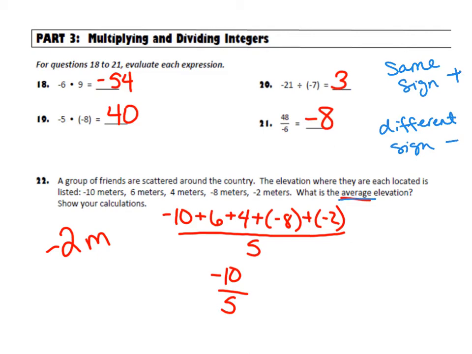Then I have an average. So I added up all my numbers and divided by 5. So I got -10 divided by 5. My answer is -2 meters. Make sure you label word problems.